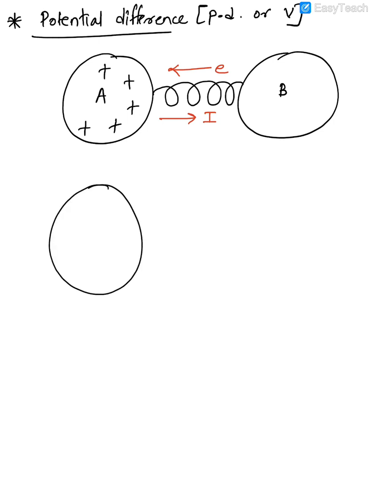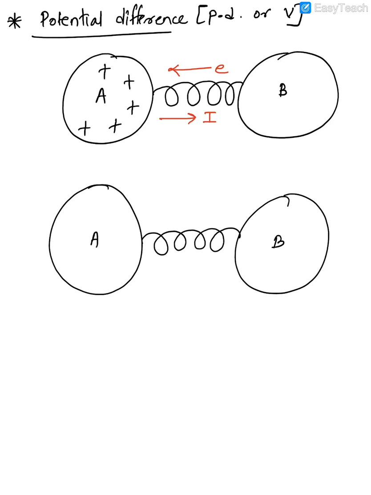Again say you've got a body A and another body B here, and again they are connected through a metallic wire. Here again, let's say B is negative this time and A is neutral. Now how will the electrons flow? Remember that the electrons will flow from B to A again.